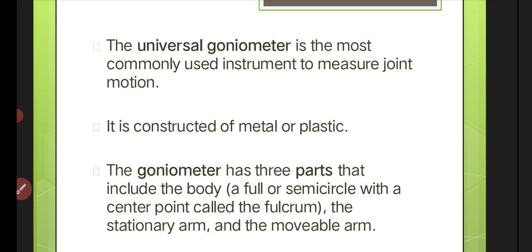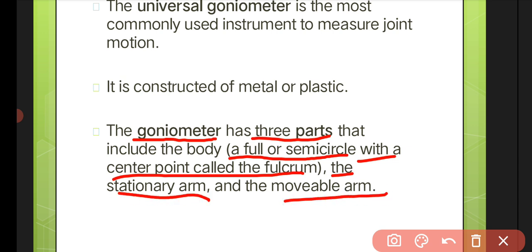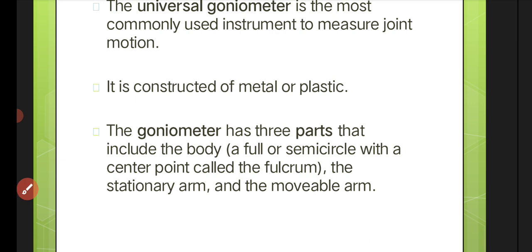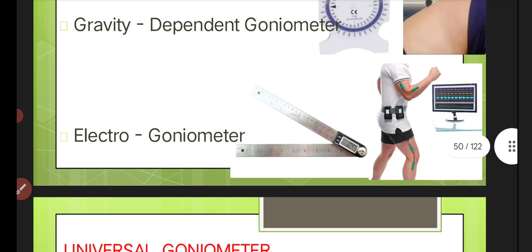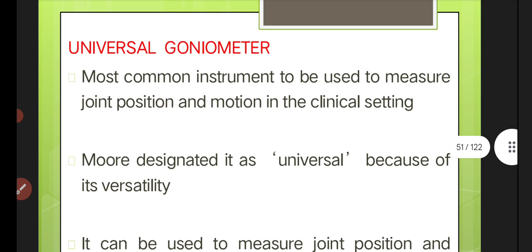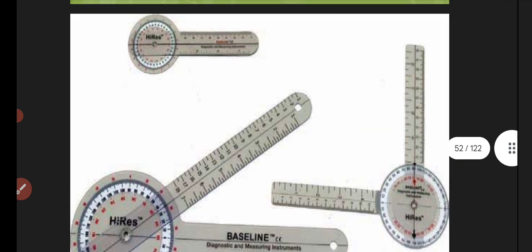The goniometer has 3 parts. Parts of the goniometer is the most important question, frequently asked in the examination. The goniometer has three parts: a full semicircle with a center called the fulcrum, the stationary arm, and the movable arm. The most commonly used instrument for joint position is the universal goniometer.